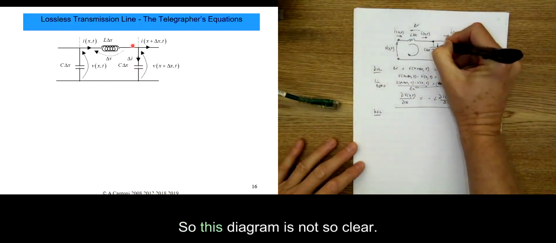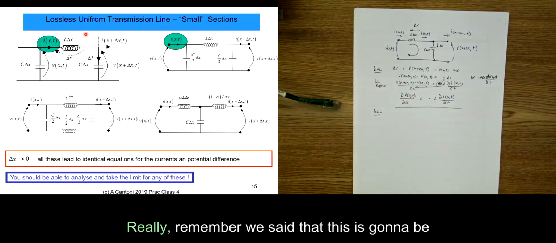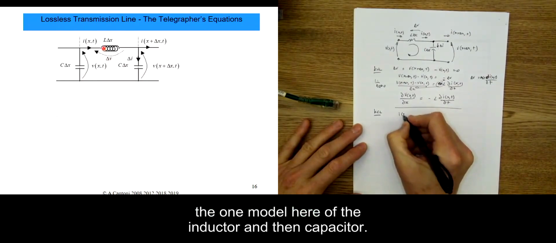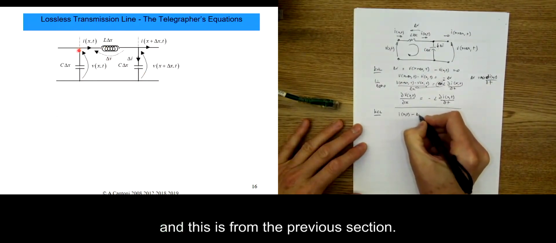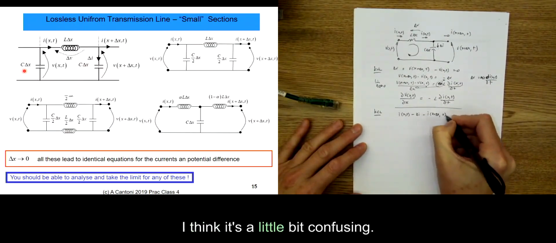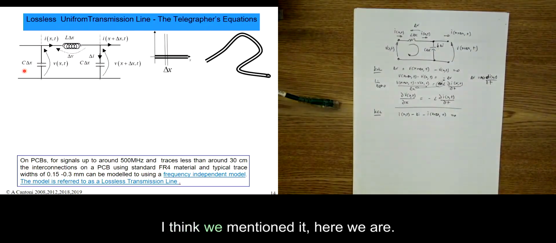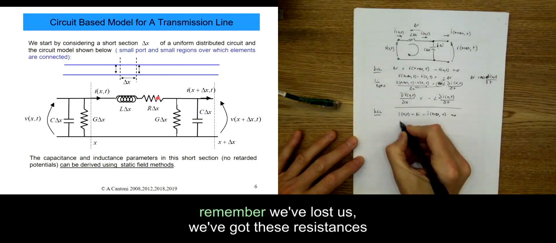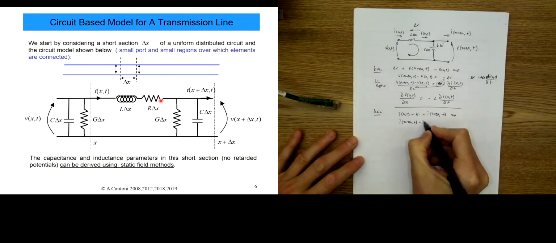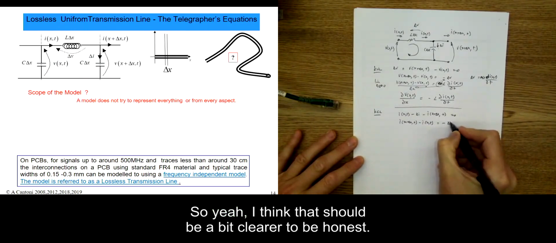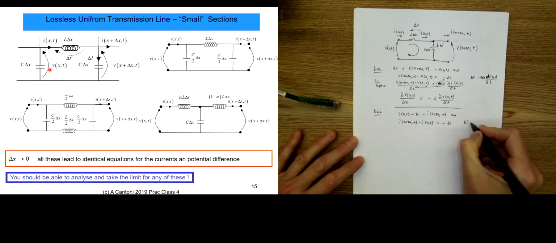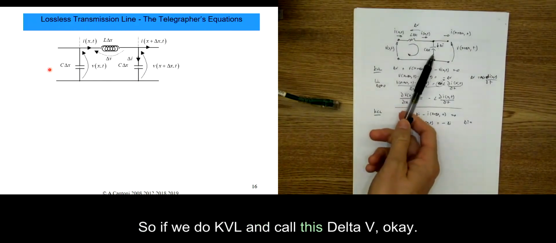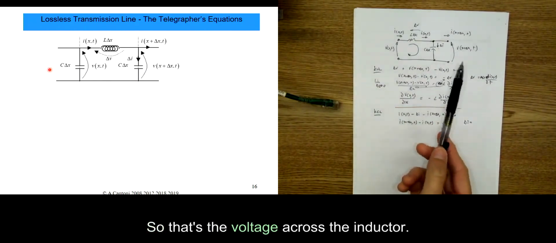That's a good point. This diagram's not so clear. Remember we said that this is going to be the one model here, the inductor and then the capacitor, and this is from the previous section. I know it's a little bit confusing. I have it here. We're just using this and this, and remember with lossless we've got these resistances that don't exist. I think that should be a bit clearer, to be honest. Anyway.